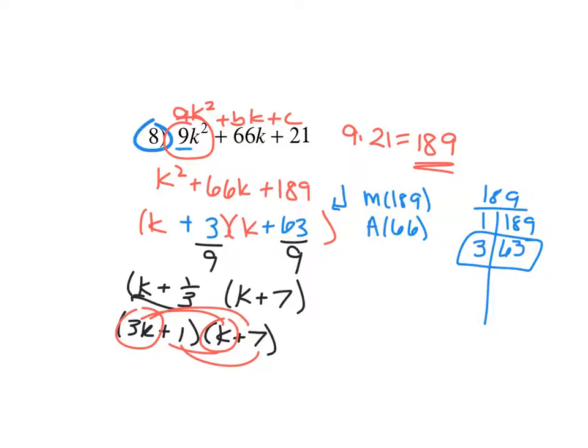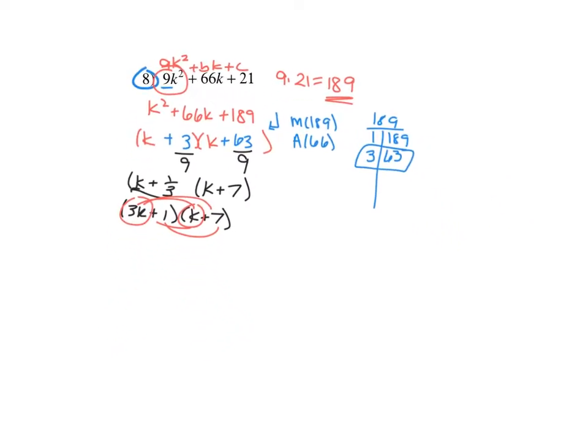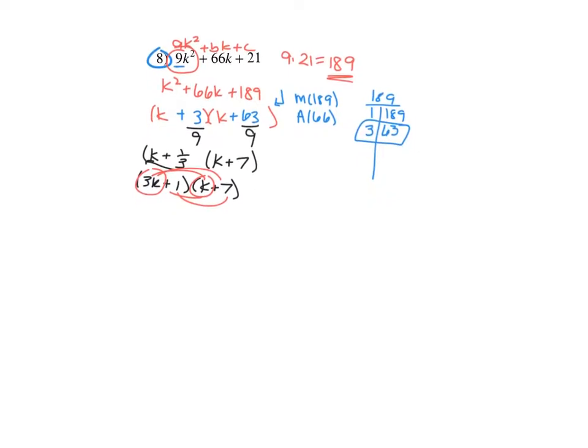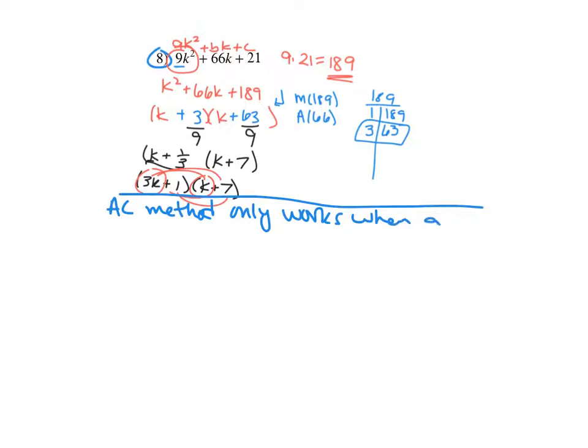Okay, so what I want you to do is find yourself a little bit more room, maybe go to the other side, and watch what we should have done. Yesterday we talked about GCFs. The AC method only works when all GCFs have been taken out. And if you'll notice, between 9, 66, and 21, we have a GCF of 3.